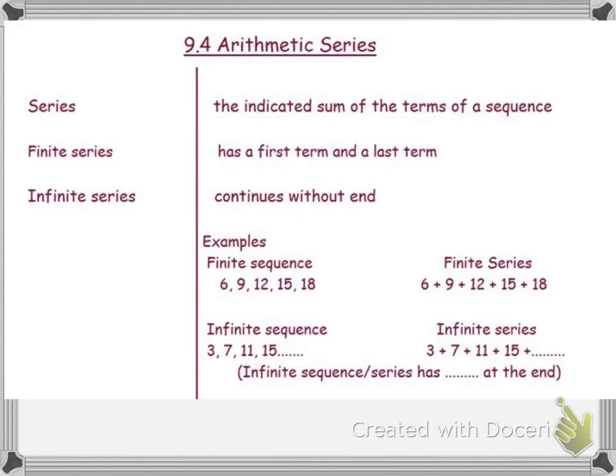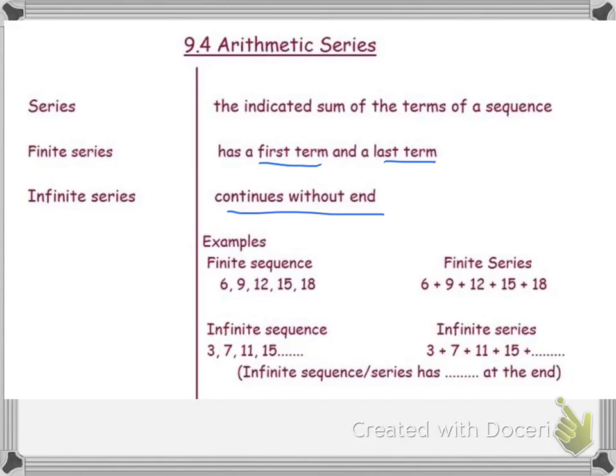Okay, 9-4 is arithmetic series, and a series is a sum of the terms in a sequence. There's two types. There's a finite series and an infinite series. The finite series has a first term and a last term, so it ends at some point. The infinite series keeps going and going and going without ending.